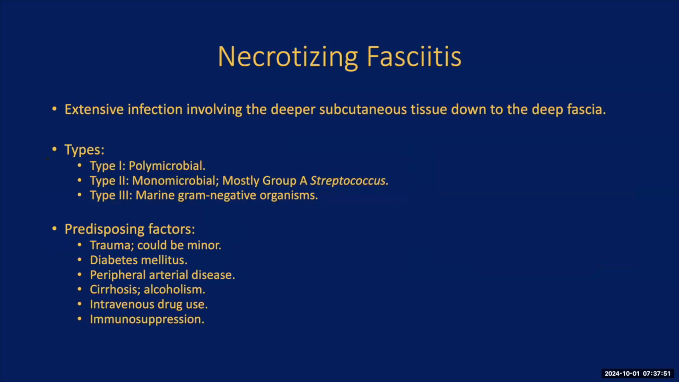differentiated into different types based on the pathologic organisms that may be implicated. There are more, but typically type 1, 2, and 3. Type 1 is polymicrobial. Type 2 is monomicrobial and most commonly secondary to group A streptococcus. And type 3 is from marine gram-negative organisms such as Vibrio vulnificus. Predisposing factors usually involve a combination of trauma, diabetes, peripheral arterial disease, immunocompromised state, cirrhosis, alcoholism, IV drug use, etc.